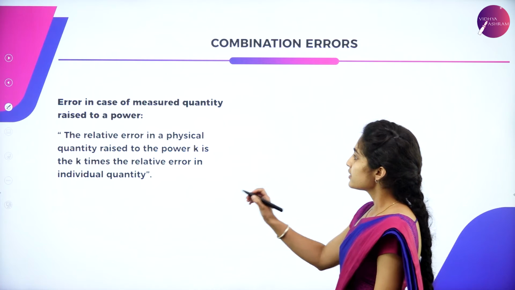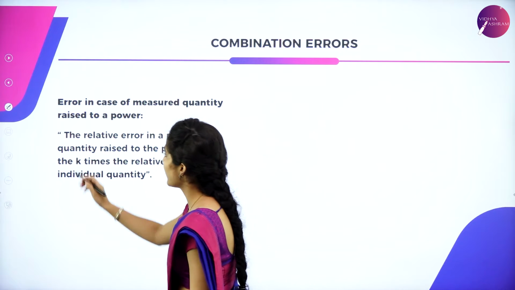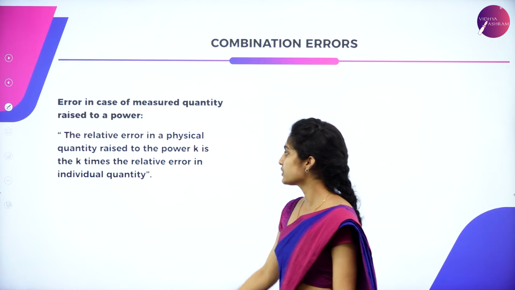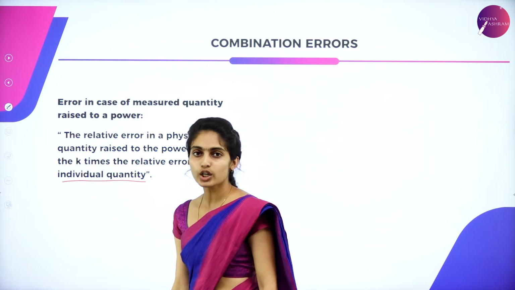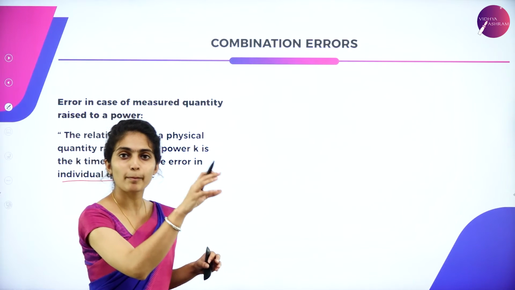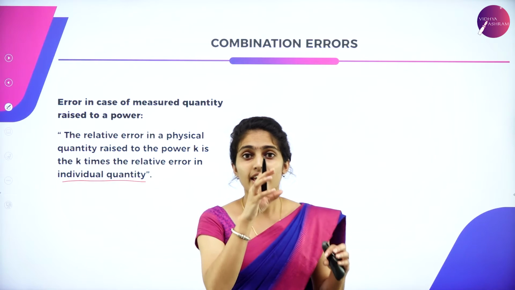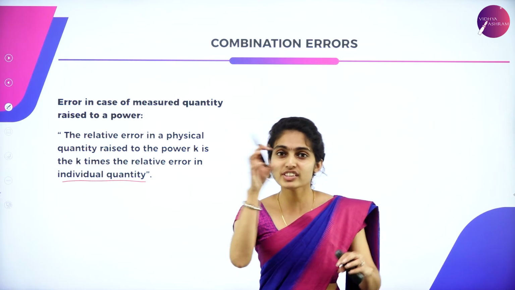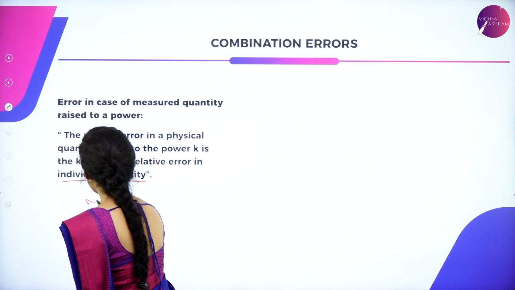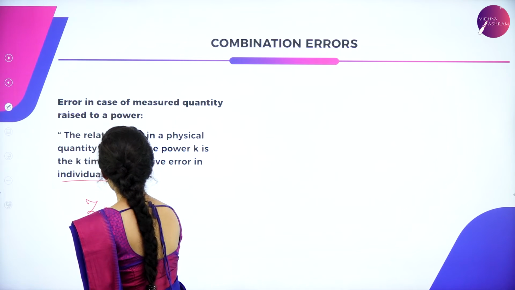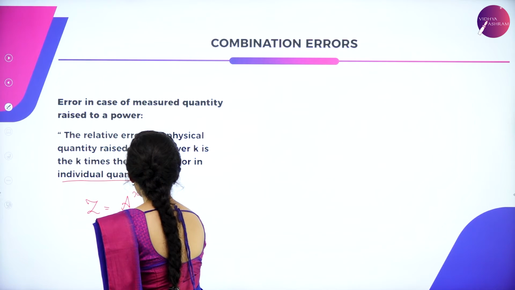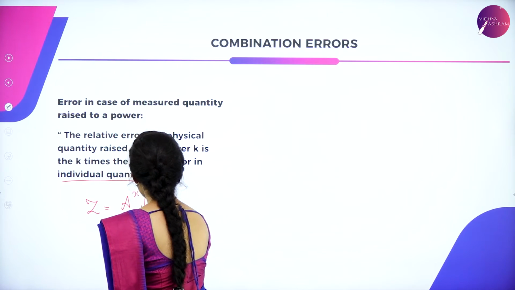That is, the relative error in a physical quantity raised to a power k is k times the relative error in the individual quantity. So if you have any quantity raised to some power, then the answer will be that power times the same quantity. If the question is to find out the relative error of a to the power of x, b to the power of y and c to the power of z.